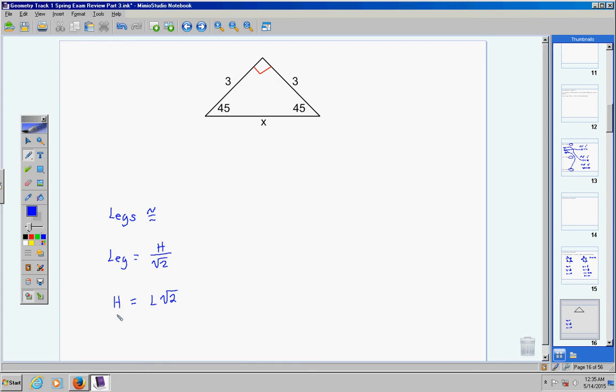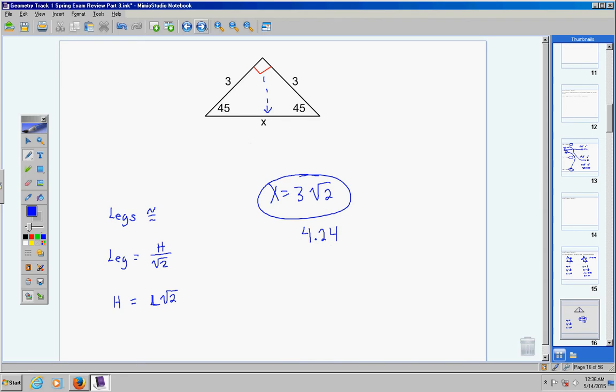What do I know about the hypotenuse? You take your leg and you multiply it by the square root of 2. Well, your legs are 3, so x would equal, x is your hypotenuse, straight across from the 90 degrees, okay? So x would equal your leg, which is 3, times the square root of 2. Booyah. Done. Finished. That's a lot faster than using Pythagorean's theorem. If I asked for that in decimal form, it would be 4.24. So either one of those answers would be acceptable.